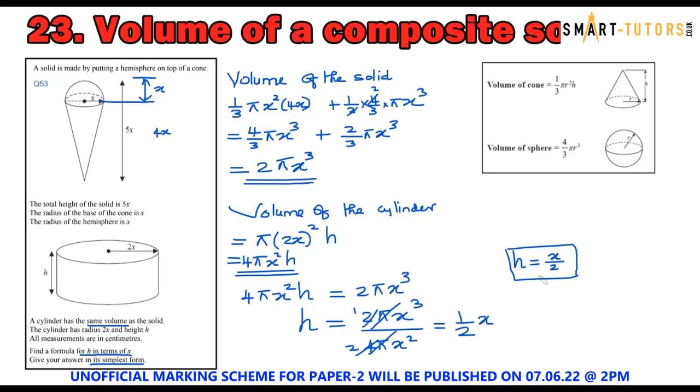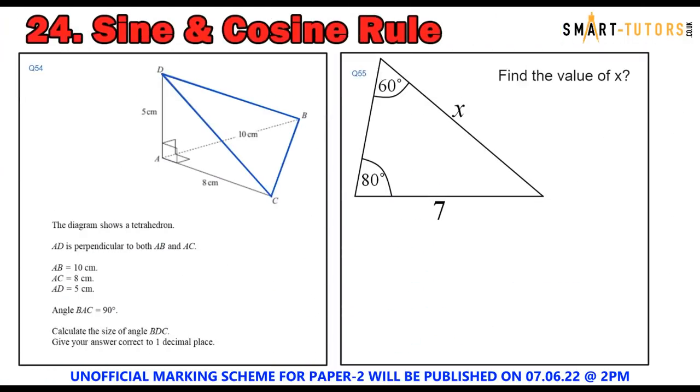So make sure you apply the correct formula for the composite solid. That is topic number 23. Topic number 24, sine and cosine rules. You need to be familiar with the sine and cosine rule. So the sine rule, I'm going to write here: a over sine A equals b over sine B equals c over sine C. This is true for any triangle. So that is the sine rule.